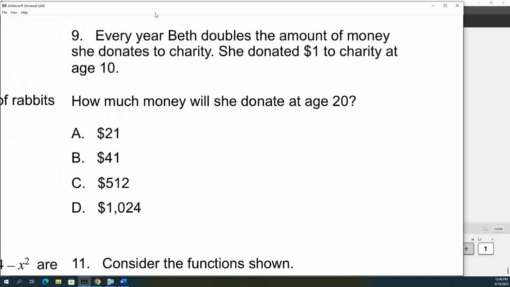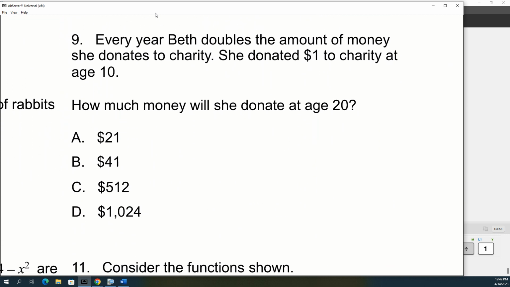Okay, let's do 9 and then we'll pick back up on Monday. So every year, Beth doubles the amount she donates to charity. She donated $1 to charity at age 10. How much is she going to donate at age 20? Some people just figured this out by multiplying. Is that what you guys did? What'd you get?